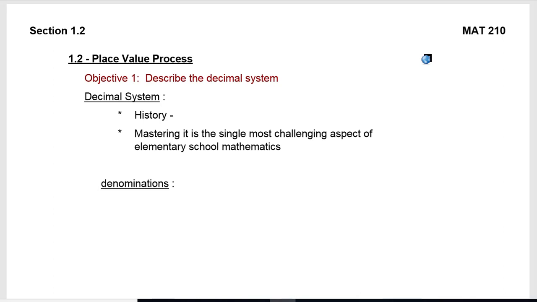Hi, welcome to section 1.2. We're going to talk about the place value process. Okay, so what we're going to do first is describe the decimal system. So what is the decimal system? It is simply a system of recording numbers.